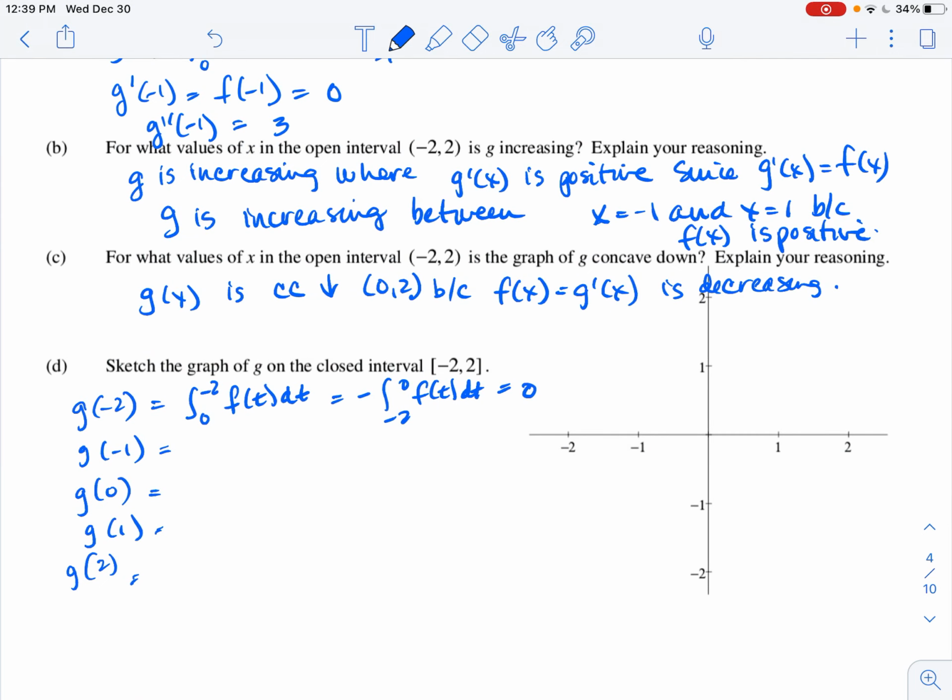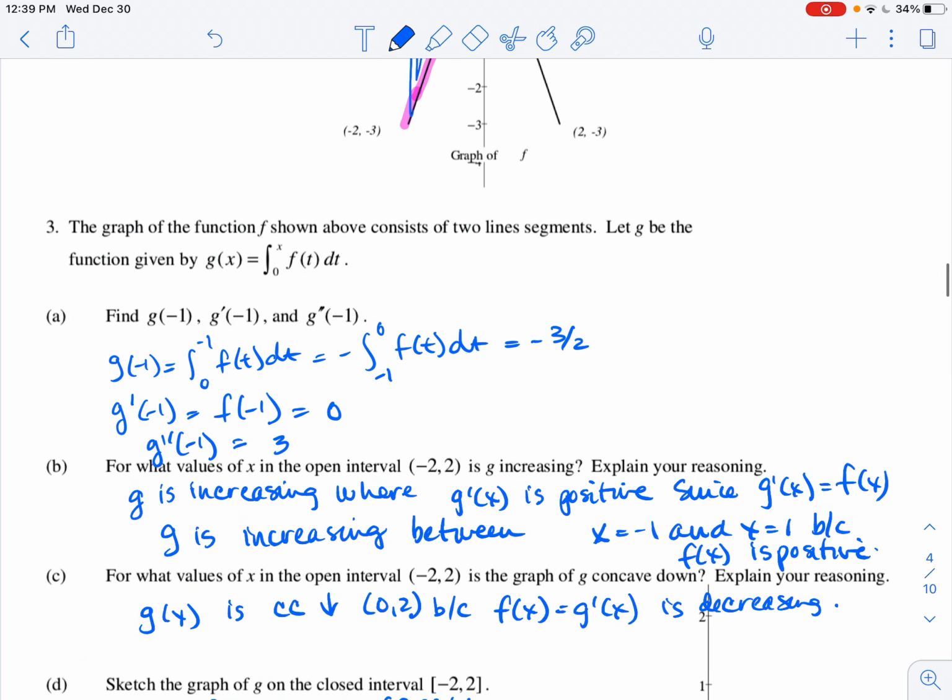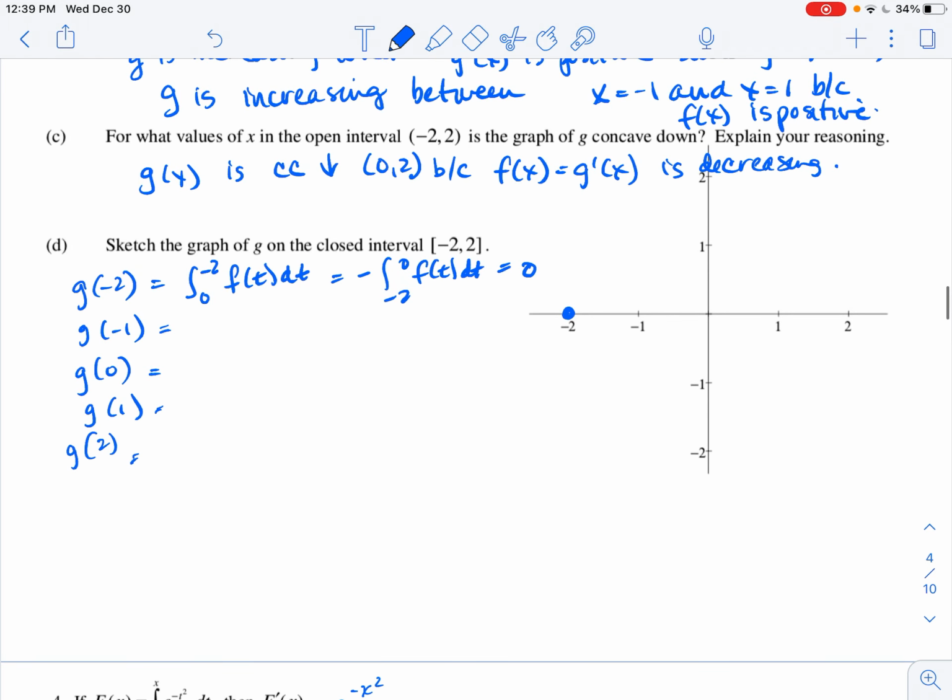So I'm going to have the coordinate -2, 0. So that one plots right here. Okay, g of -1. That one was from above, so I'll just go ahead and pull that down. That's -3/2. And so -1, -3/2 would be like right here. And then g of 0, well, the boundaries would be the same. That would be 0.